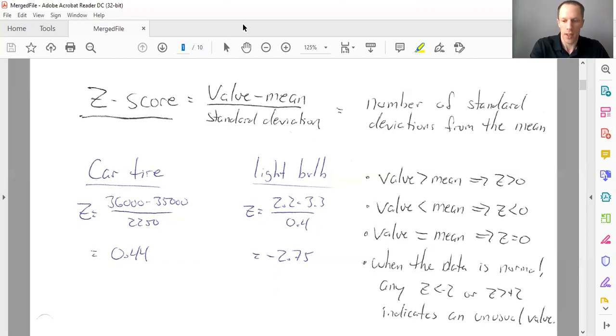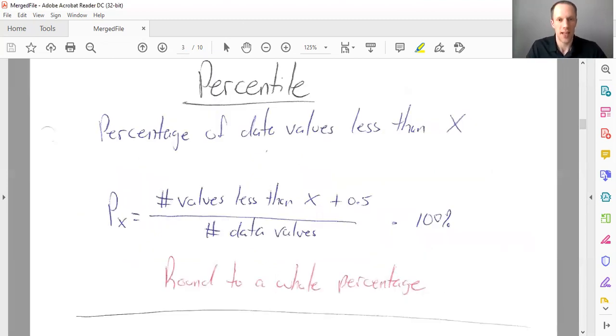Okay, now another way that we can talk about the position of a data value within its sample or within its population is with a percentile. A percentile is going to tell us what percentage of data values are less than the one that we're asking about, which is represented by the letter X here. So this P(X) means the percentile for data value X.